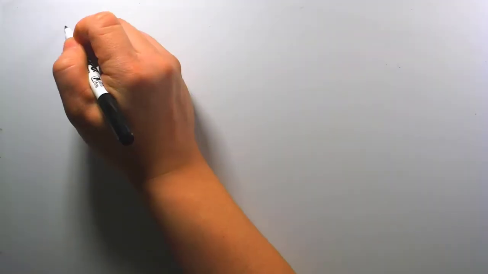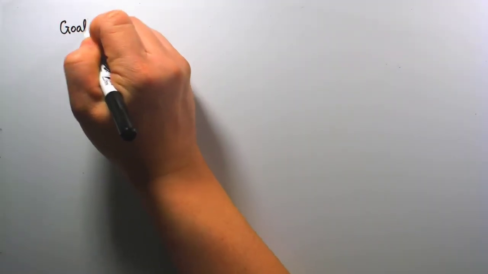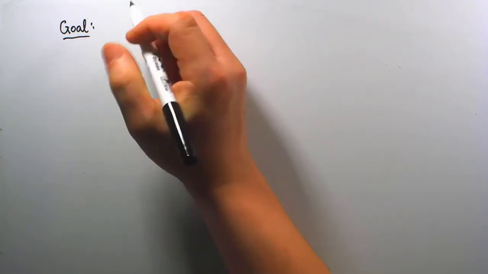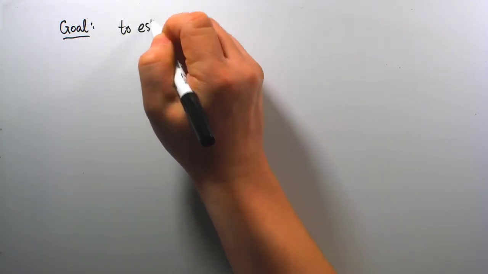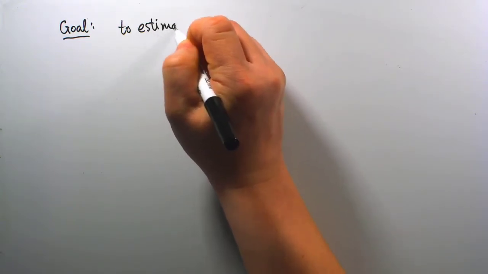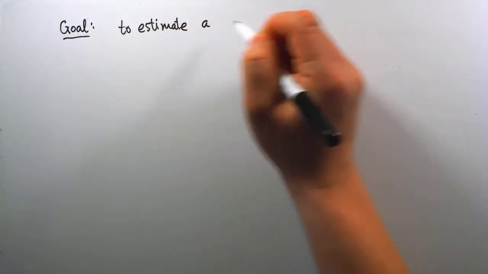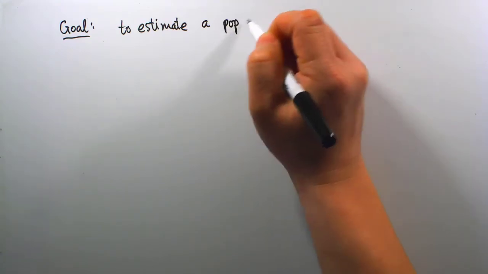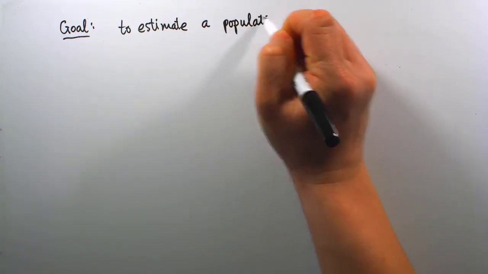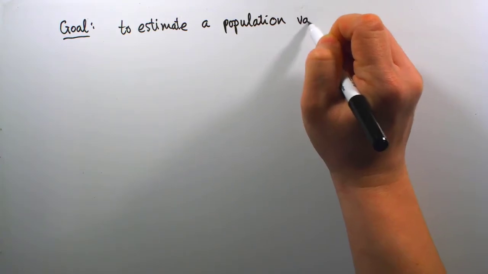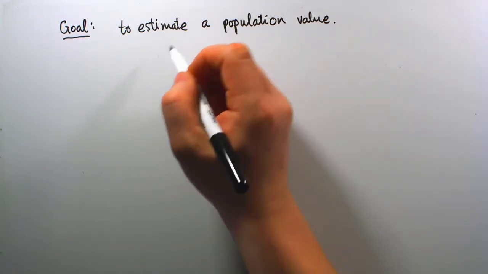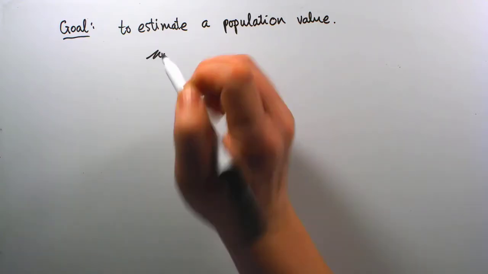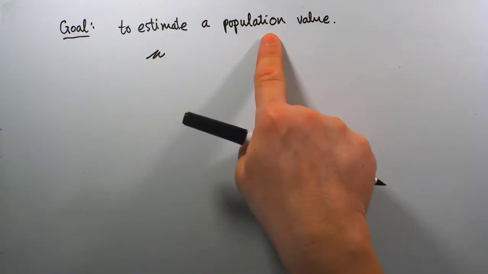And so now the main idea here is that the goal of any confidence interval is to estimate a population value. A population value in our learning is the mu symbol, the population mean. That is a population value that I'm talking about.